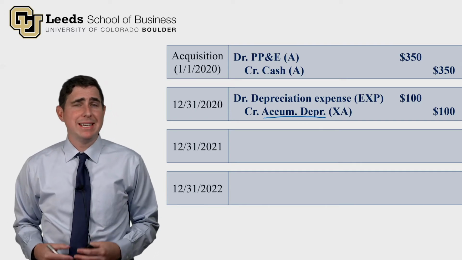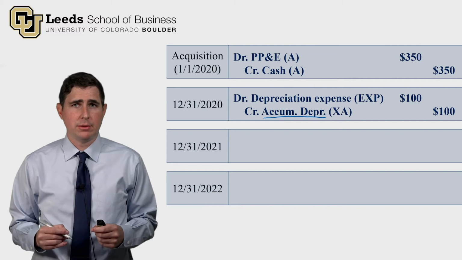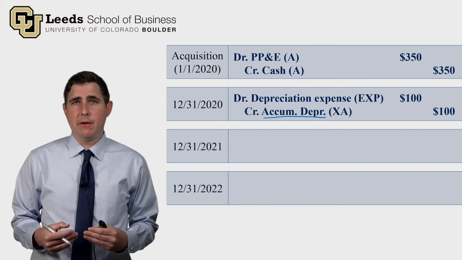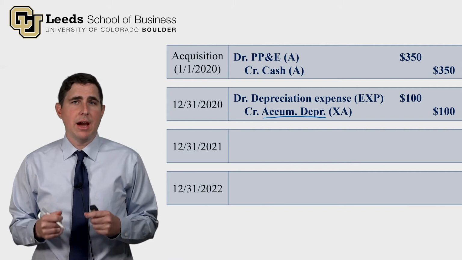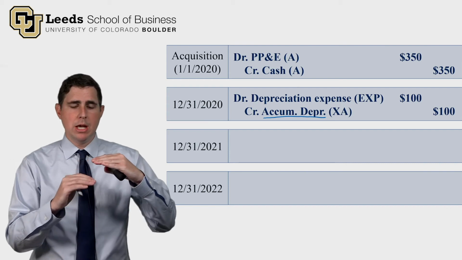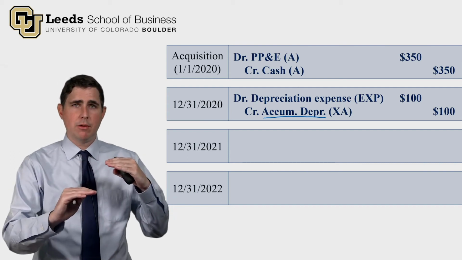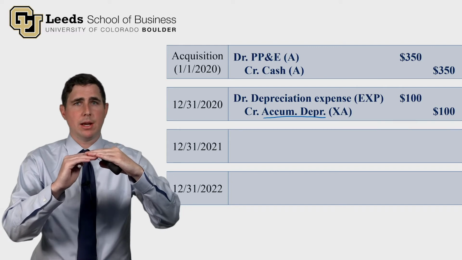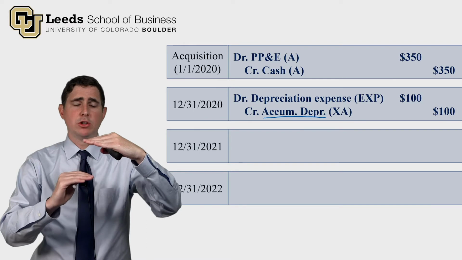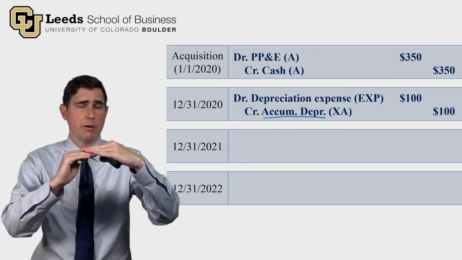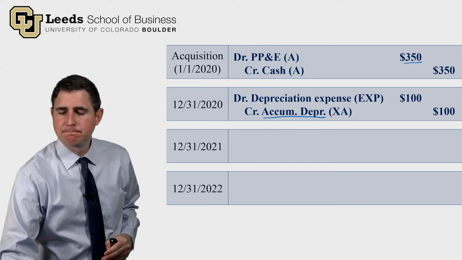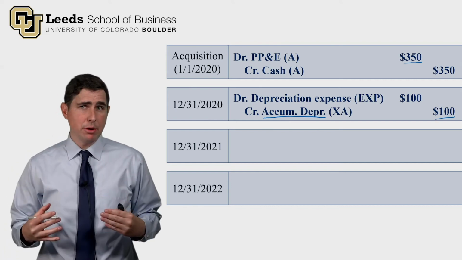Accumulated depreciation is a contra asset account, meaning a typical asset has a debit balance, but this account has a credit balance. And just like the allowance for doubtful accounts was stuck to the bottom of the accounts receivable account, the accumulated depreciation account sticks to the bottom of the PP&E account, reducing the $350 acquisition cost to its net book value of $250 since 1 year has gone by. So if you take that debit and that credit, its net book value is $250.